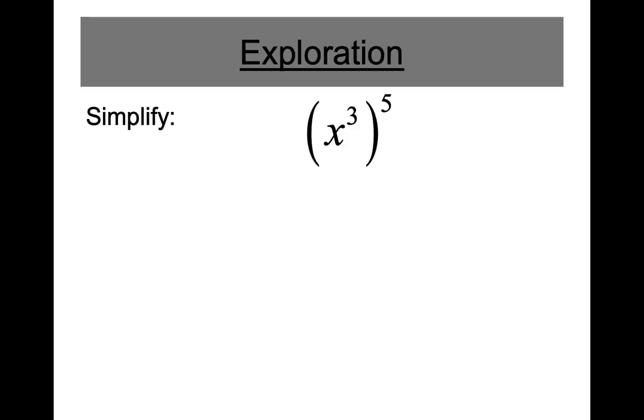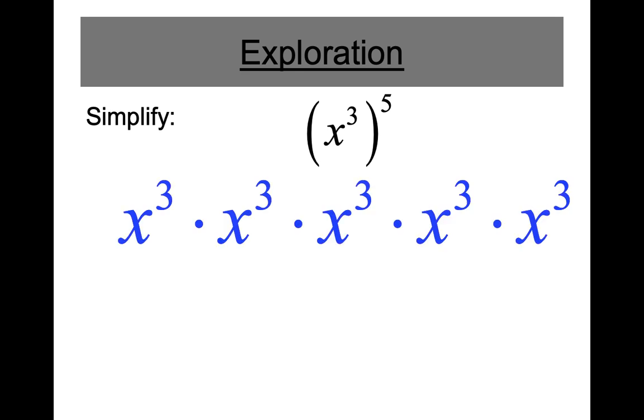All right, so here's another rule. So we finished with the product rule, so now we're ready for a new one. If we look at this one, this shows us x to the 3rd all raised to the 5th. That means we're going to have x to the 3rd 5 times. So we have 3 x's, 3 x's, 3 x's, 3 x's, 3 x's.